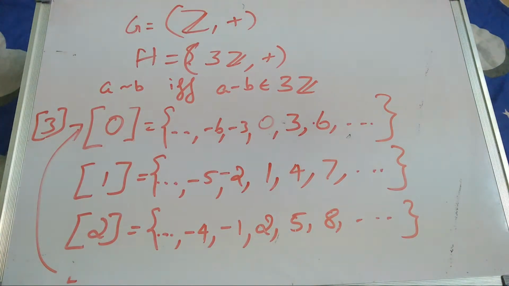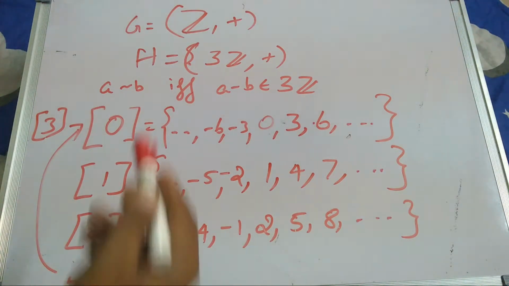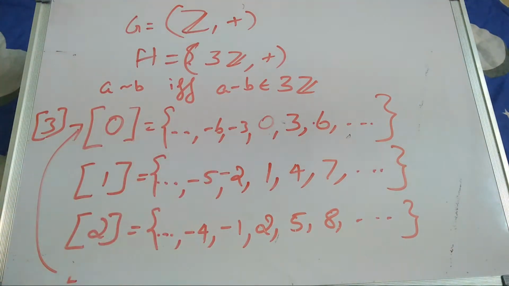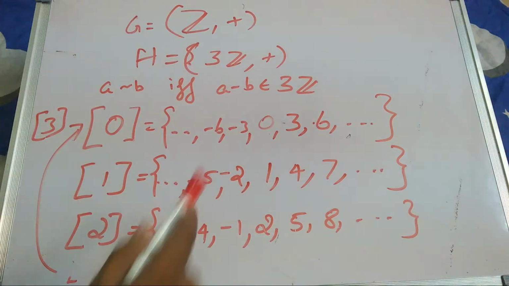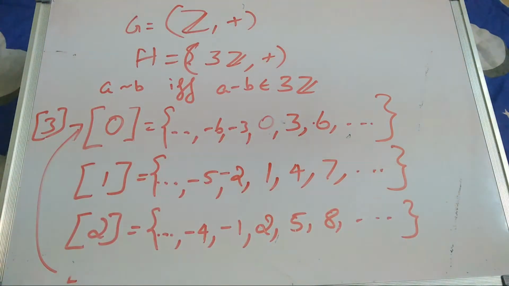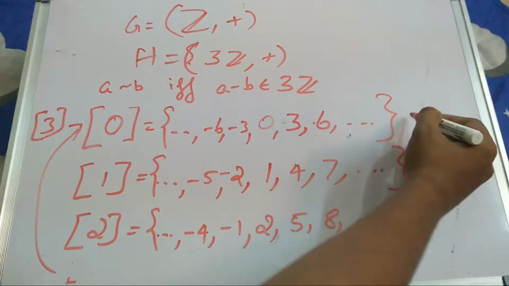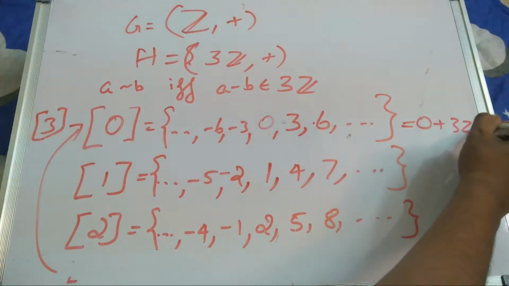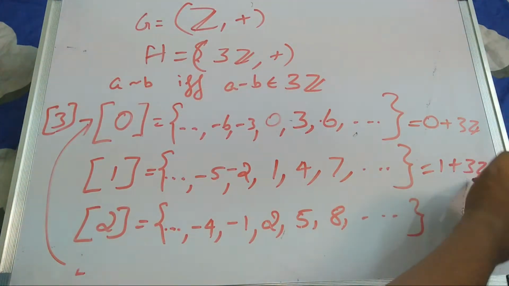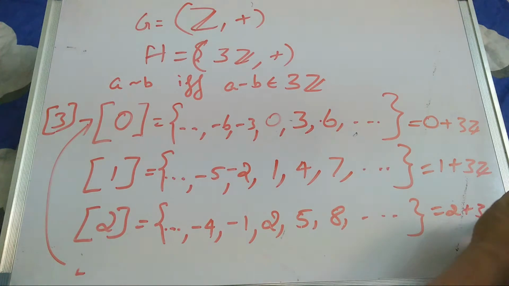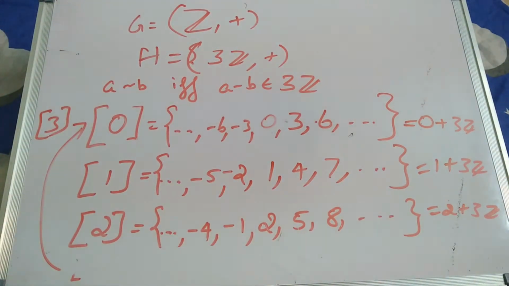Now, here the cosets of H are nothing but these 3 sets. As simple as that. Only these 3 sets form the cosets of H. Some of them might be left and some of them may be right. We will see that later. If you look at it carefully, as some of you mentioned in the chat, this is nothing but 0 plus 3z. This is nothing but 1 plus 3z. This is nothing but 2 plus 3z.